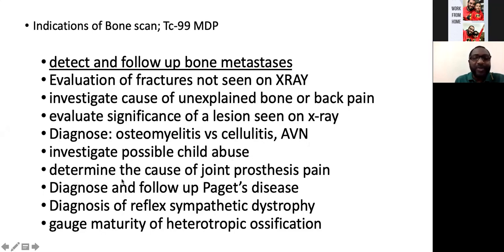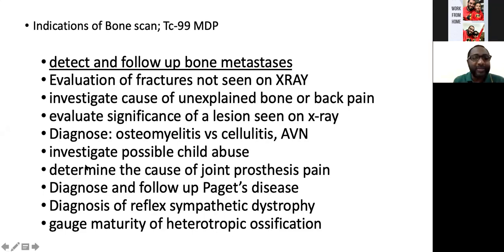You can use bone scan to determine the cause of pain in patients with joint prosthesis. You can use bone scan to follow up patients with Paget's disease. And you can also use bone scan as an indication for reflex sympathetic dystrophy and to gauge heterotopic calcification of tissue. So these are among some of the day-to-day clinical indications that we receive for bone scintigraphy.